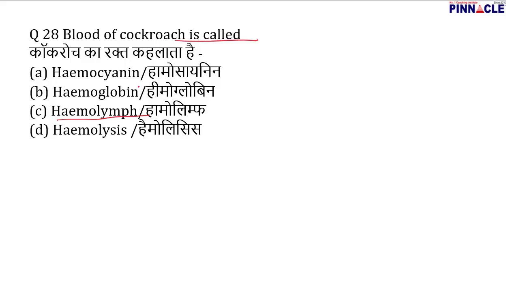Okay, so this is about the composition of hemolymph, and this is the blood of cockroach. So for question number 28, C is the correct option. Moving to question number 29.